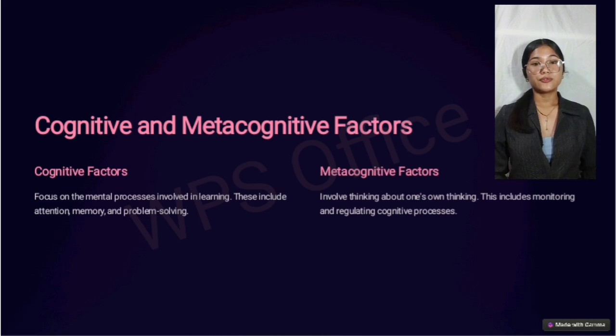Next, let's move to cognitive and metacognitive factors. Let's have the cognitive factors first. What are cognitive factors? Cognitive factors focus on the mental processes involved in learning. This includes attention, memory, and problem solving. Next are metacognitive factors. What do metacognitive factors mean? Metacognitive factors involve thinking about one's own thinking. This includes monitoring and regulating cognitive processes.